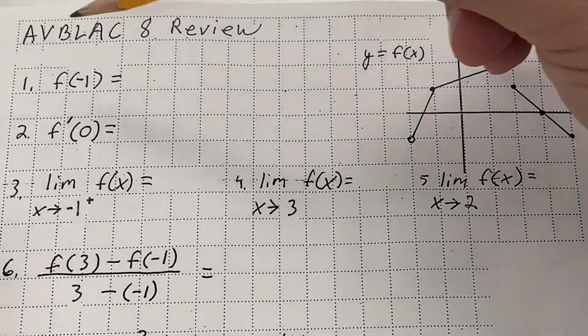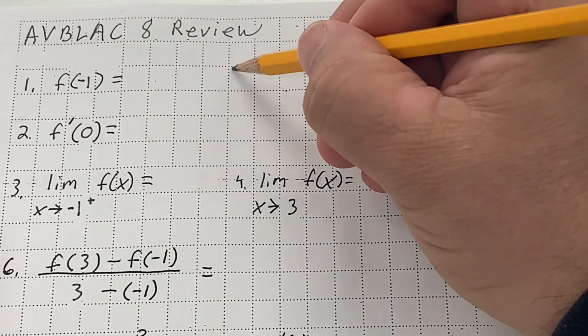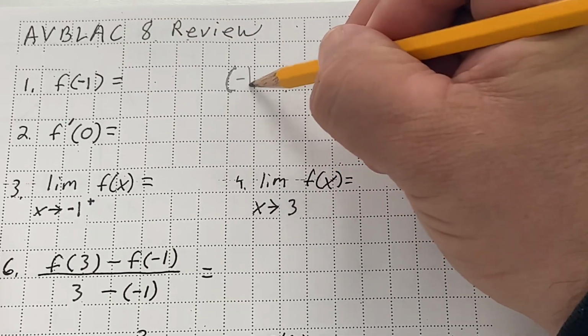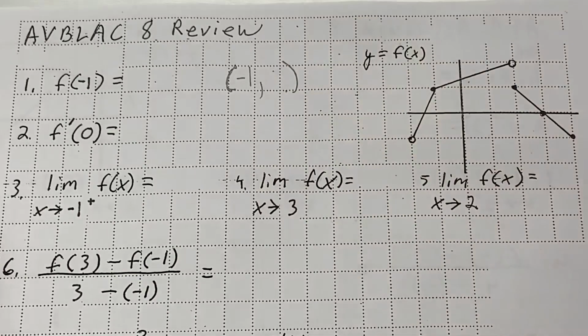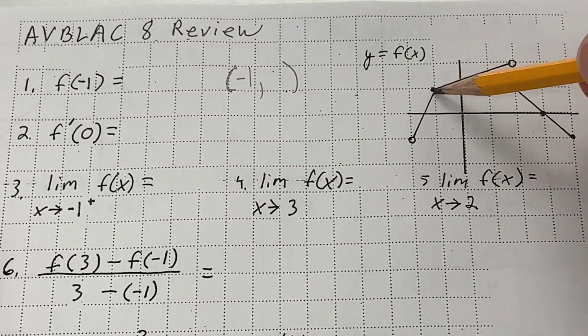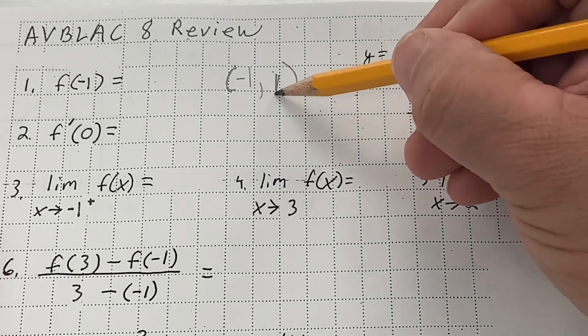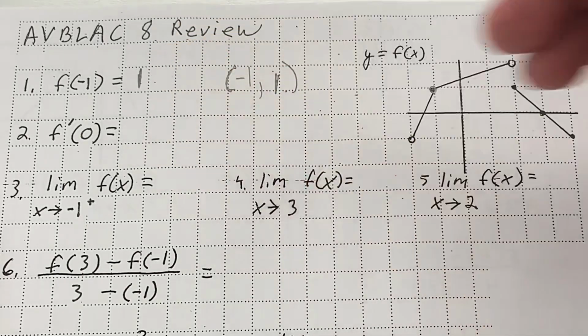Very brief look at calculus, review 8. So f of negative 1, this is basically an algebra 1 problem. It's asking me when x equals negative 1, what the y value is. So I'm going to go over to negative 1 on my graph, and I'm going to go up to the graph, and the y value at negative 1 is going to be 1. So f of negative 1 is just 1.